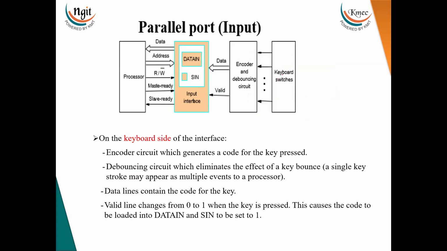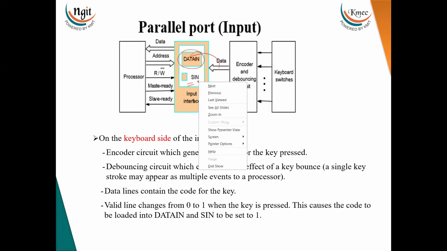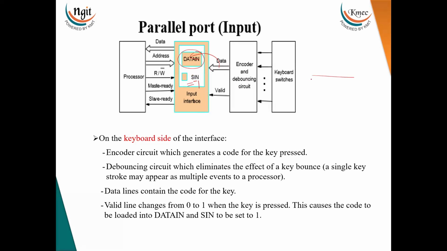As I already said, when a key is pressed, the corresponding code is generated by the encoder, and if there are any bouncing signals, they are eliminated by the debouncing circuit. The valid signal is sent along with the data, and it is placed into the data in register. When the data in register is filled, the SIN bit becomes 1. If the data in register is empty, it shows 0. SIN is one of the bits of the status register.